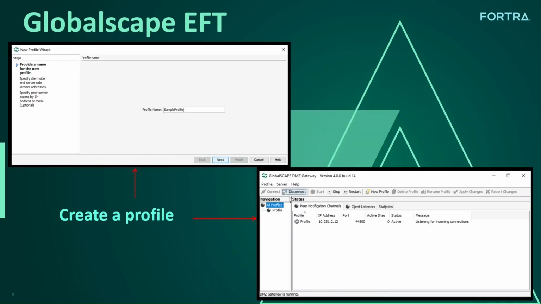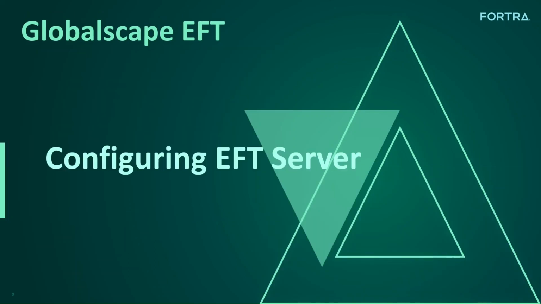After the installation portion is completed, you'll then be asked to create a profile. This is where you will enter the IP address and the port of your EFT server and the port number that EFT will use to communicate to the DMZ via the PNC. So after this profile is completed, you can move to your EFT server and configure it on that end. So let's move over to our EFT server now.